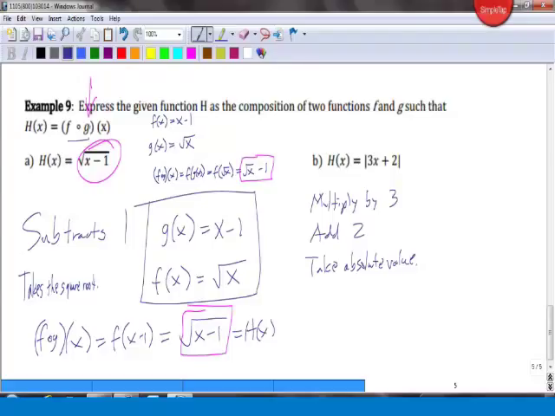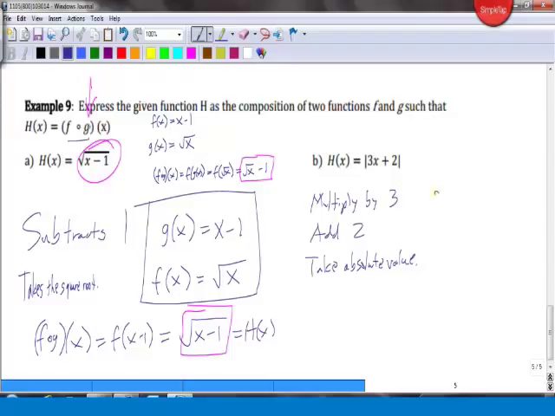So we got a function, h, that does 3 things all day long. Multiplying by 3, adding 2, taking the absolute value, sending on down the line. And we want to take those 3 operations, basically, and divide that between 2 separate functions. In this order, what's one way to do it?